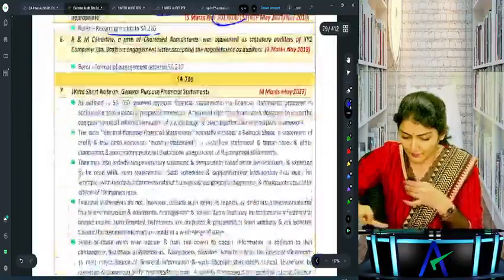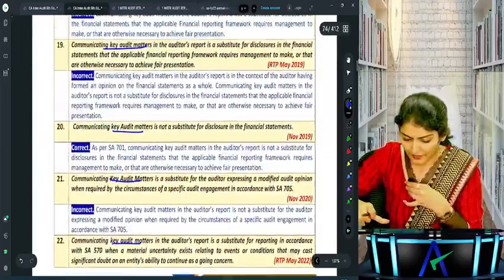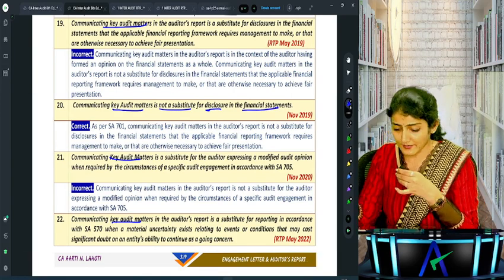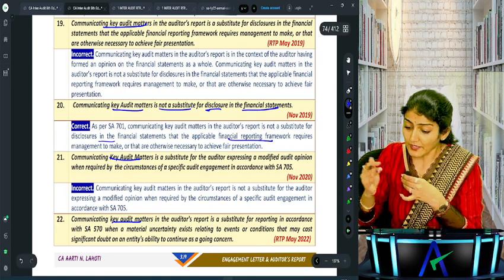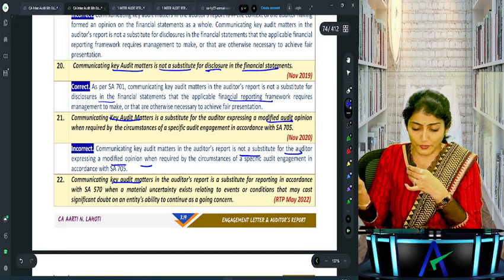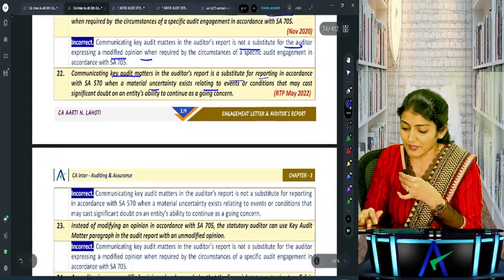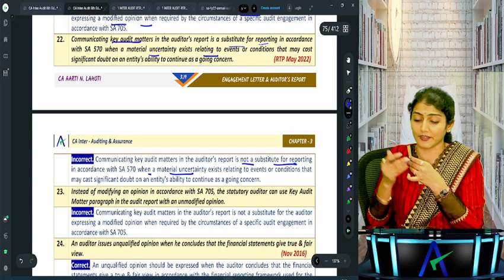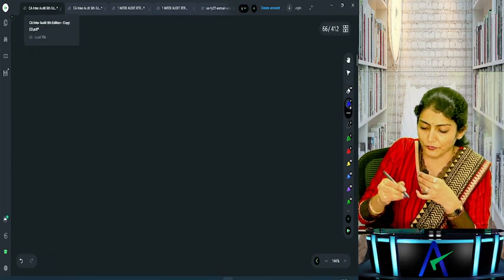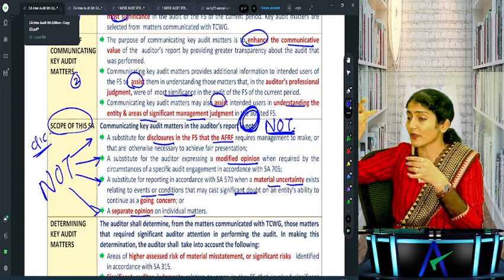Okay, right. So if you see a few of the correct and incorrect statements we were seeing regarding key audit matter, what were they asking? Key audit matter is not a substitute for disclosures in financial statements. Correct. It is not a substitute for the disclosures required as per AFRF. Key audit matter is a substitute for expressing a modified opinion. No, it is not a substitute for the auditor expressing a modified opinion. Then, key audit matter in the audit report is a substitute for material uncertainty related to events or conditions. What did we say? It is not a substitute for material uncertainty related to events or conditions. Is everybody able to follow? Key audit matter is not a substitute for what? Disclosures in accordance with AFRF, modification to the opinion, material uncertainty related to going concern, or a separate opinion on the individual matters.